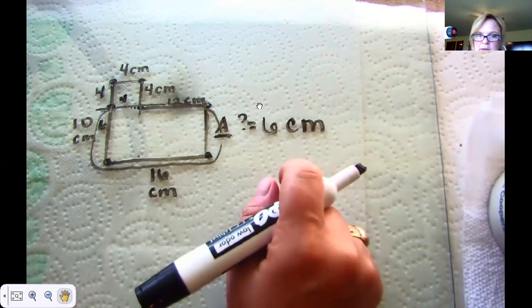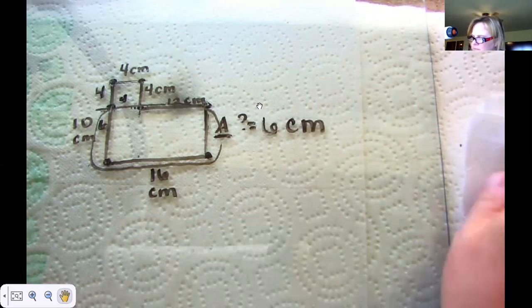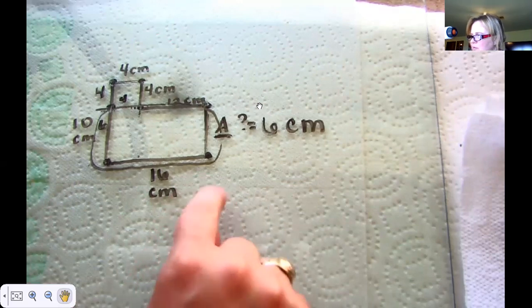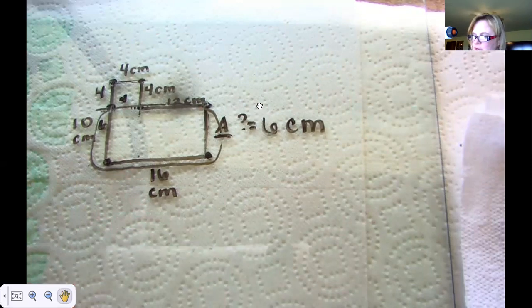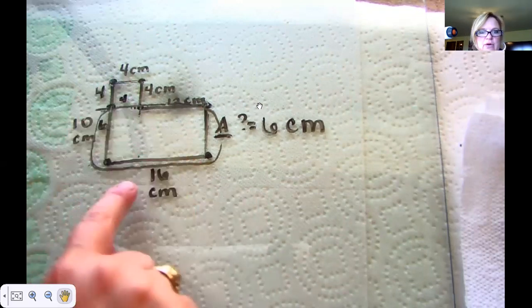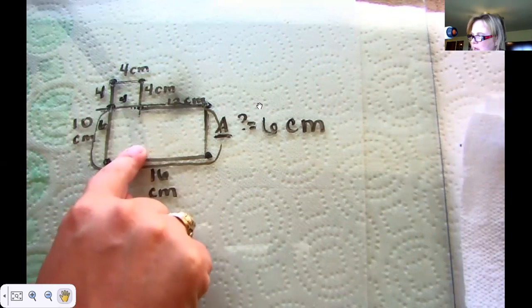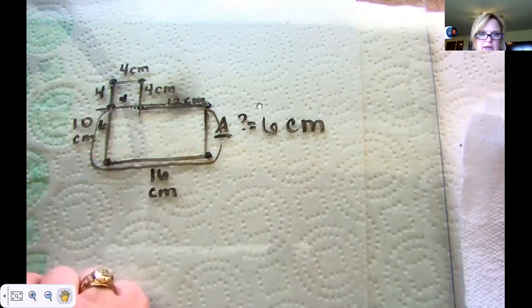Okay. I'm going to do one more example. And so most of them are going to be like this, okay? And there's not many problems, but I really want you to look, think about your attributes, think about how you could break down the composite figure into 2 figures, okay? And then use your attributes to figure out the side lengths, okay?